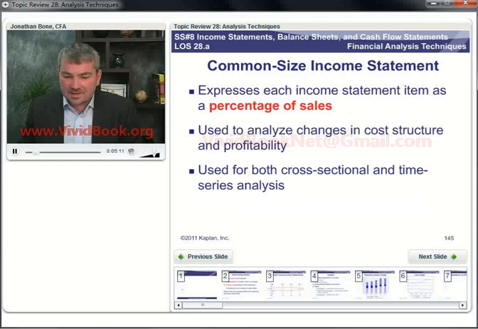Common size statements, well, I think we've done this one to death. We know our typical vertical common size statements show everything in the balance sheet as a percentage of assets, everything in the income statement as a percentage of sales, and of course then it will allow you to analyze changes in cost structure and profitability over time in particular.